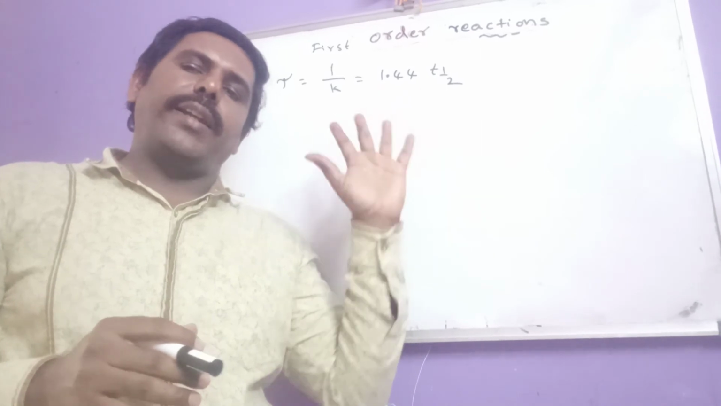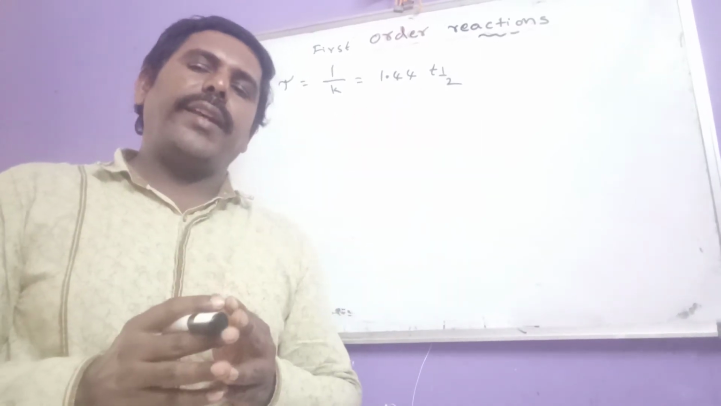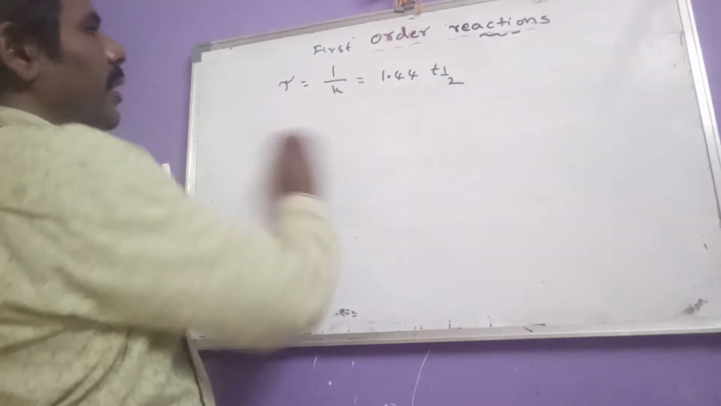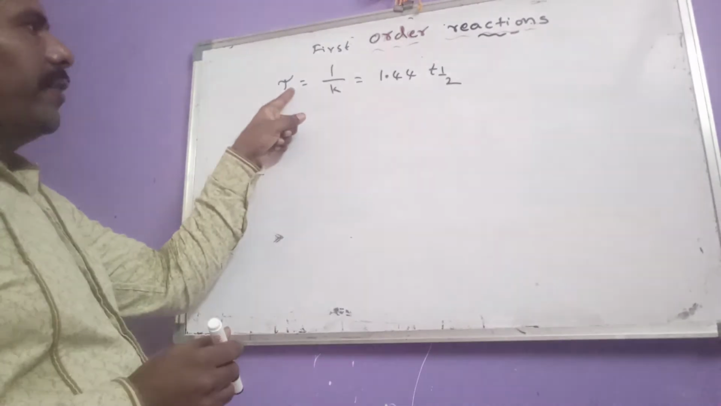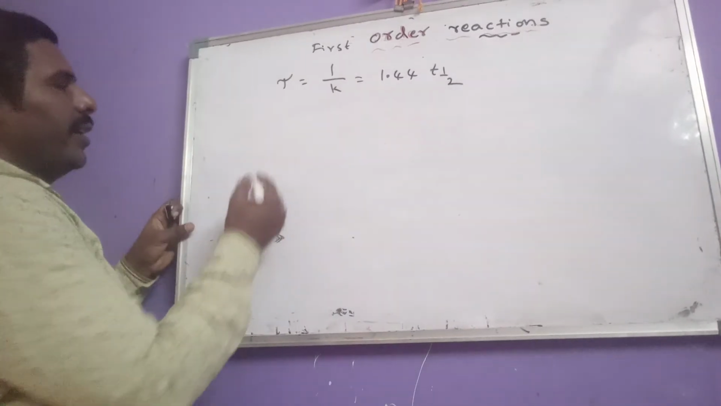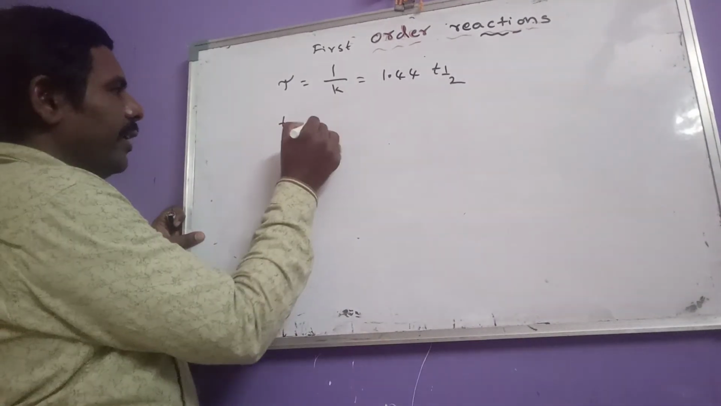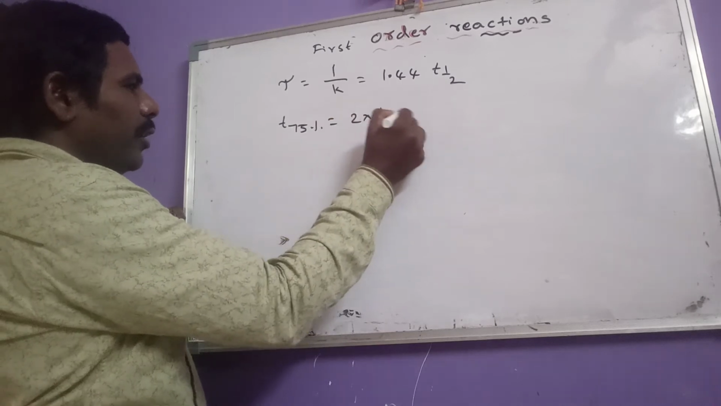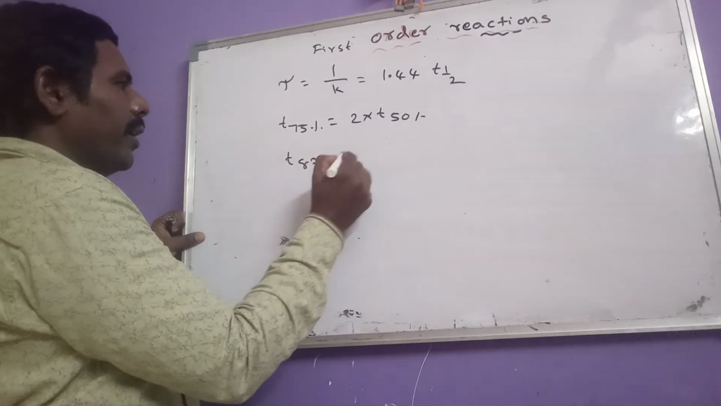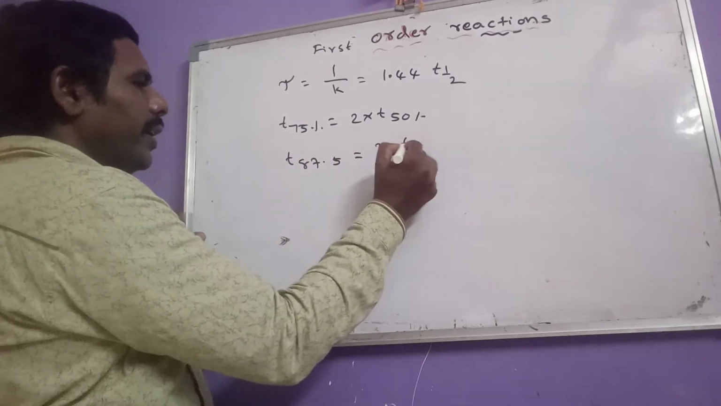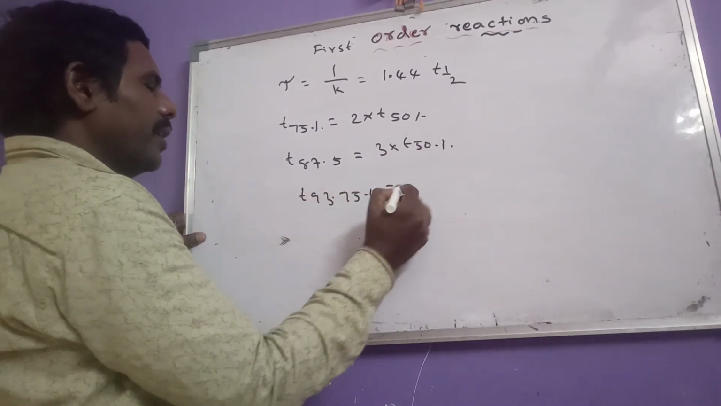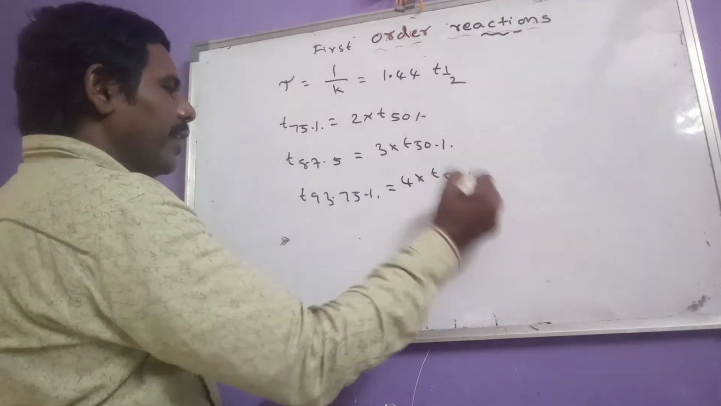In first order kinetics, let us take some important relations. The first one is average lifetime equals 1.44 into t half. The second is t 75% equals 2 into t 50%. The third is t 87.5% equals 3 into t 50%, and t 93.75% equals 4 into t 50%.